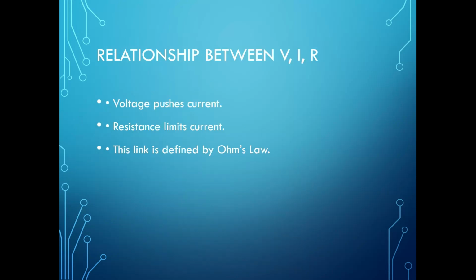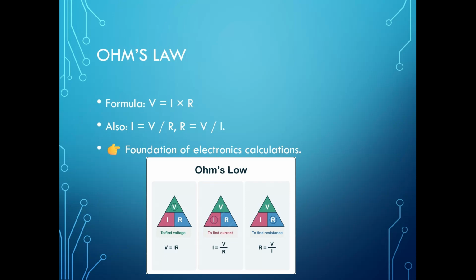So what is the relationship between I, V and R? Voltage pushes, current flows, resistance slows down. So they are all interconnected. That relationship is called Ohm's law. Think of it as more pressure V, more flow I, but resistance R controls it. The golden rule of electronics is V = I × R. From this you can find current as well as resistance.